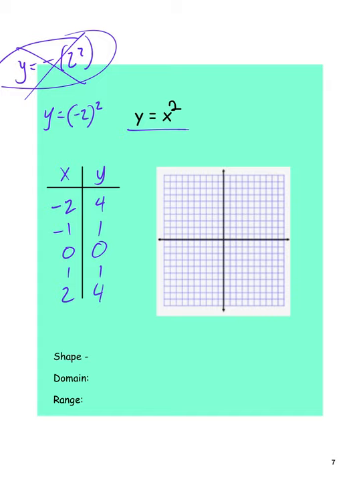So as I graph this, it would look something like this. If I go to -2, I want to go up 4 units. If I go to -1, I want to go up 1 unit. Again, those are 2 points, (-2, 4) and (-1, 1). Then I have (0, 0). Then I have (1, 1), and (2, 4).